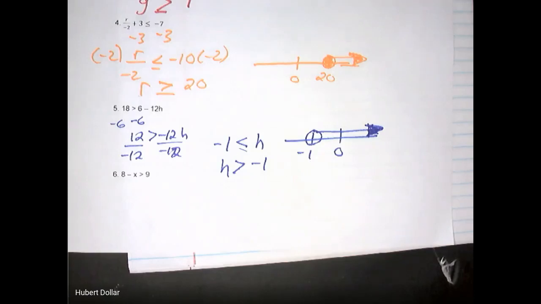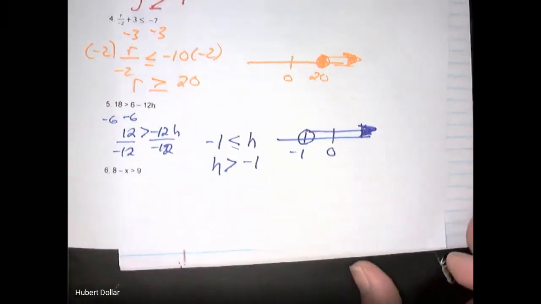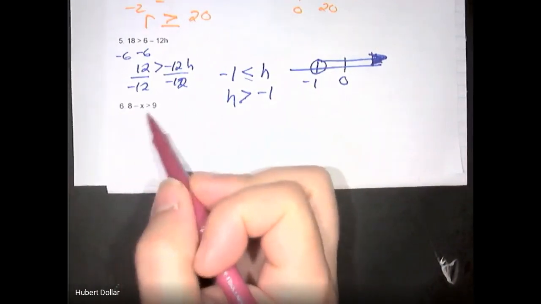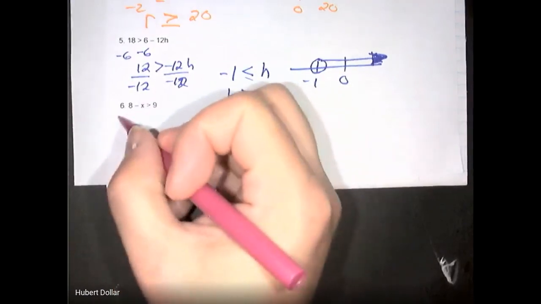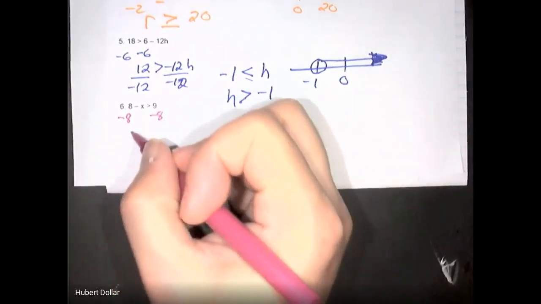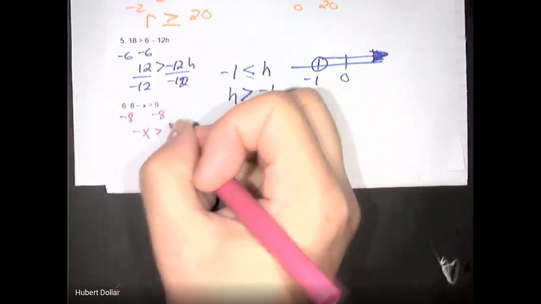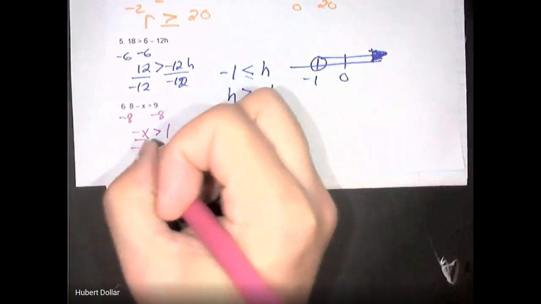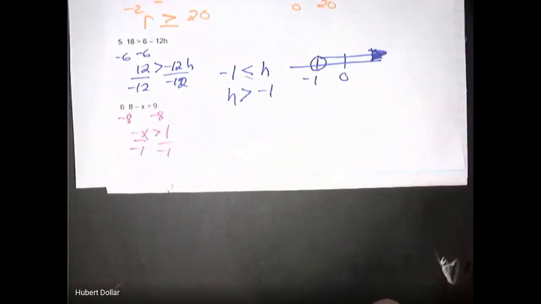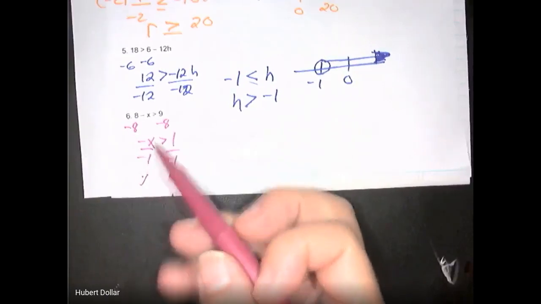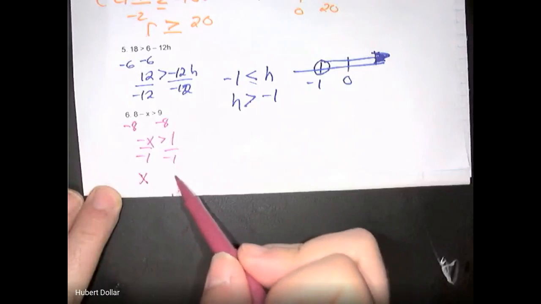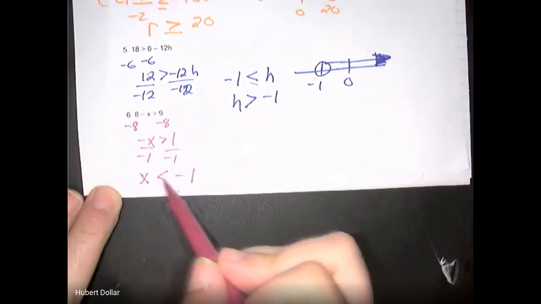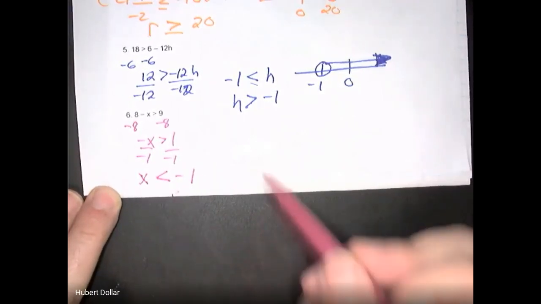And the last example, that is a negative 8 minus x, or negative 1x is greater than 9. The opposite of adding 8 is subtracting 8. So negative x is greater than 1. Divide by the imaginary negative 1 and x. Negative x becomes a positive x, positive 1 becomes a negative 1, and the greater than becomes a less than.